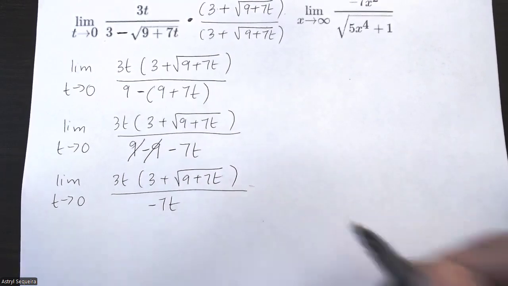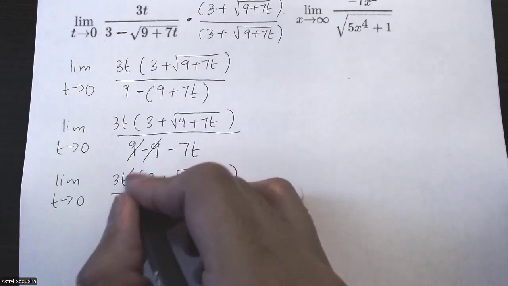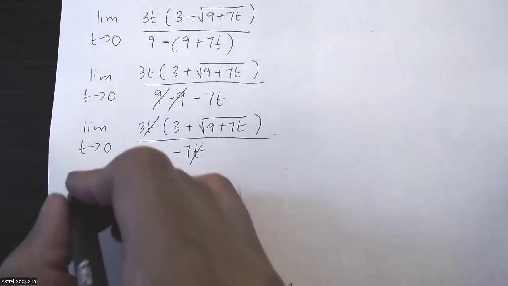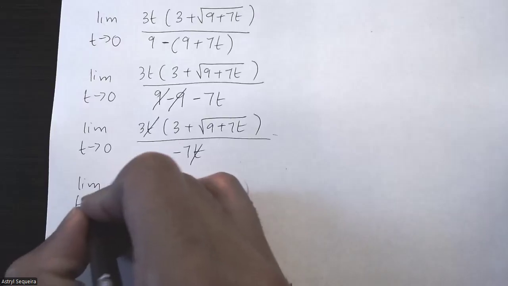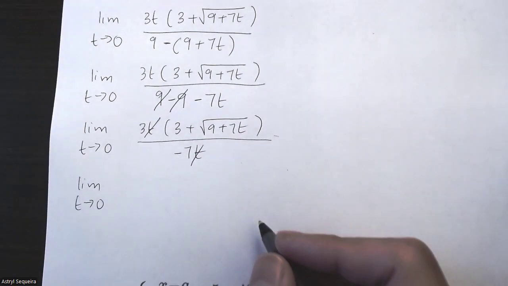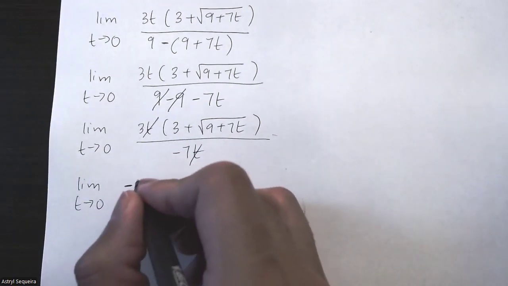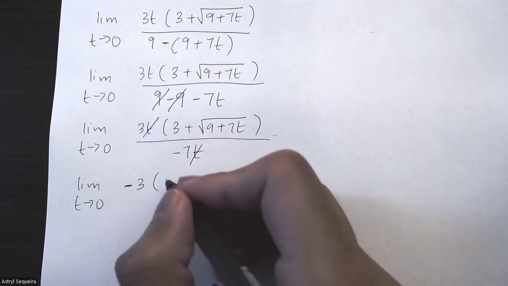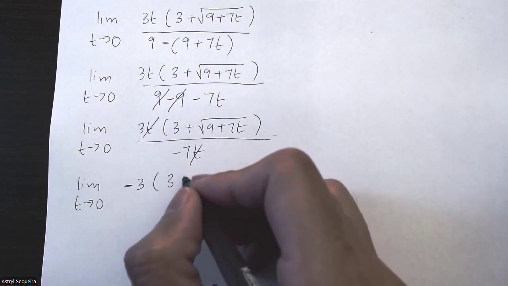So this is what I'm left with, and now I can just cancel these two t's. So I can rewrite this now. I can move the negative to the top as well, or the front if you want to, not necessary, but something that is possible to do.